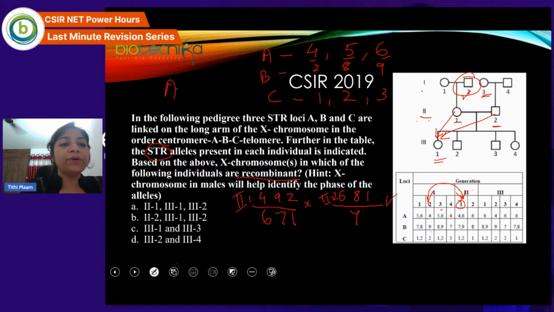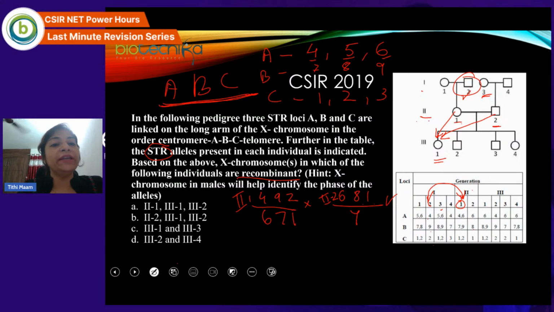See guys, just remember that these are three genes, if that helps. They are three genes which are linked and present on the X chromosome. What are these numbers? These numbers are just the alleles. This A can have allele 4 or 5 or 6. This B can have allele 7, 8 or 9. This C can have allele 1, 2 or 3. So 492 is for sure coming from her father.